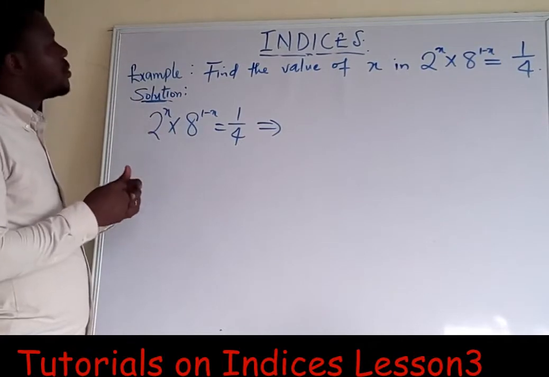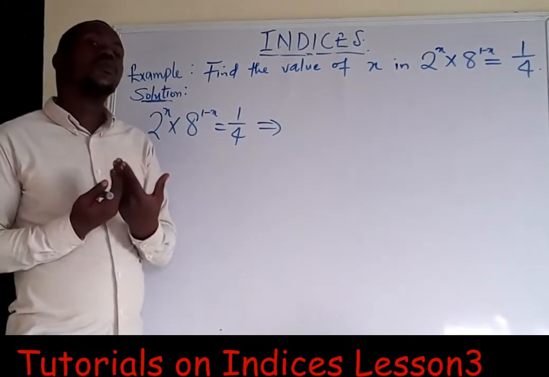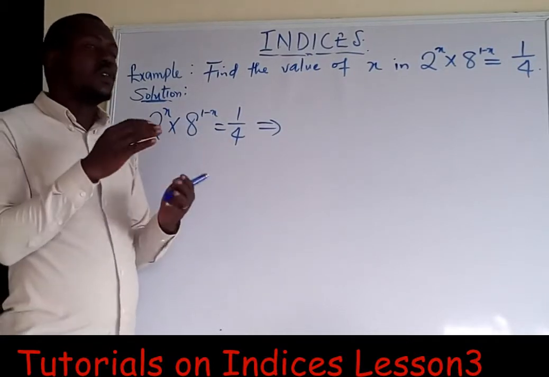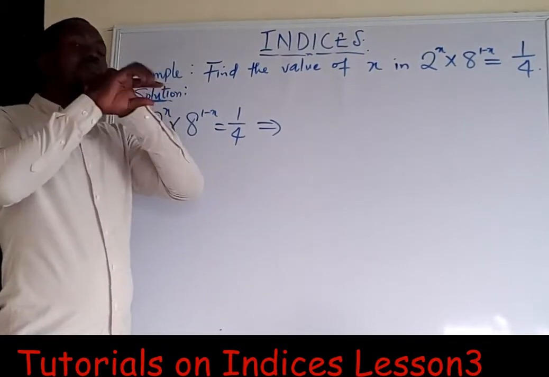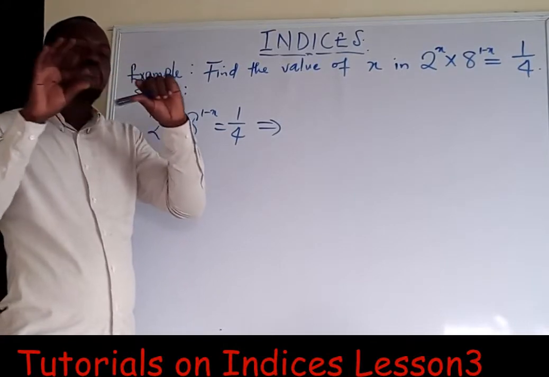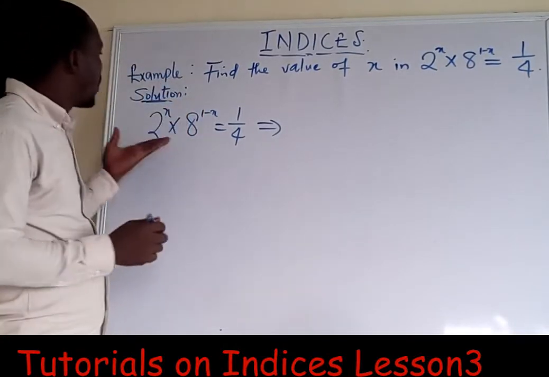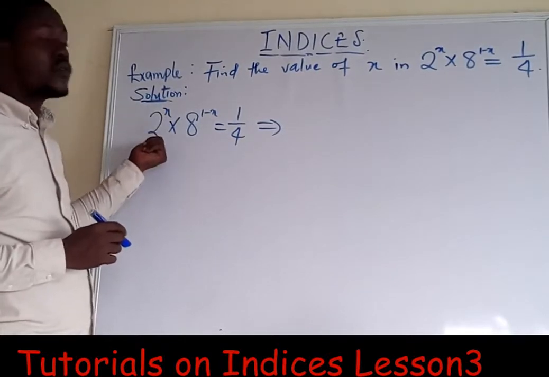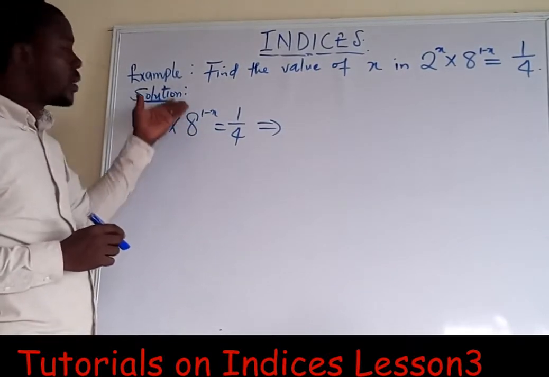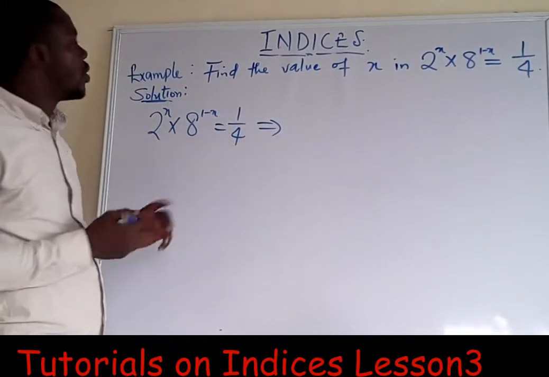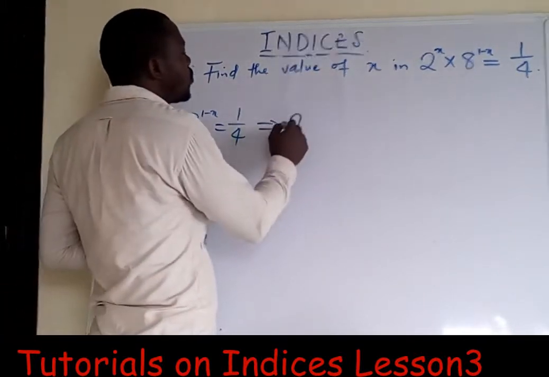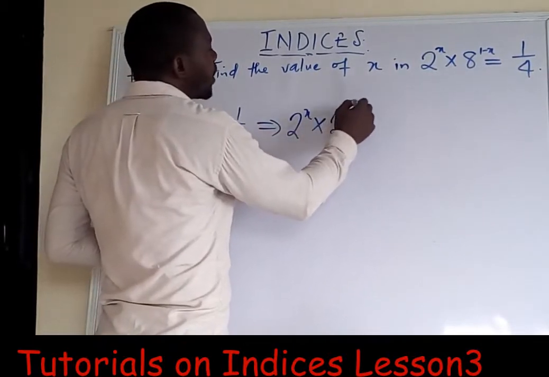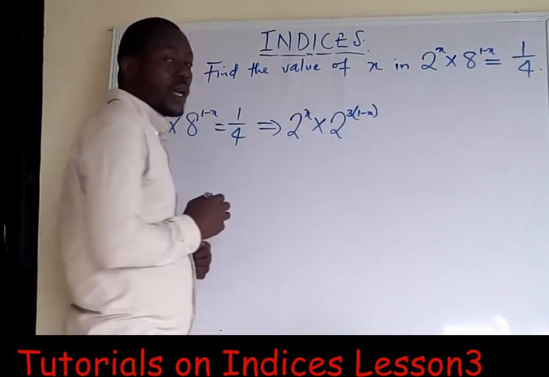Because most times in indices, what you want to do is transform everything to be something raised to the power something, so that they will all have the same base numbers. Now, I want to transform all these ones to 2 raised to the power something because I have 2 here. I can transform this one to 2 raised to the power 3 and this one to 2 raised to the power 2. So let me start by saying I have 2 raised to the power x times 2 raised to the power 3 bracket 1 minus x. That's what I have here because this is 8.